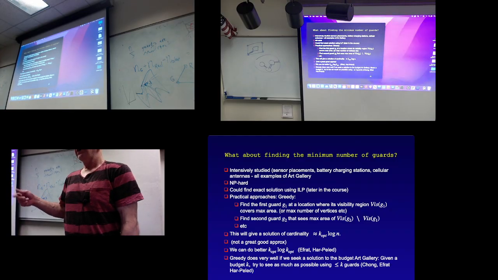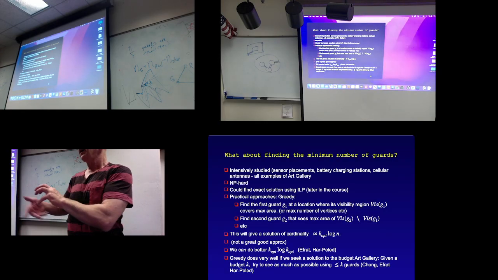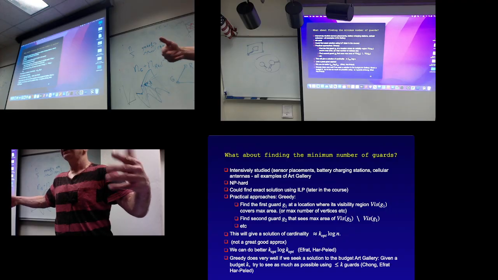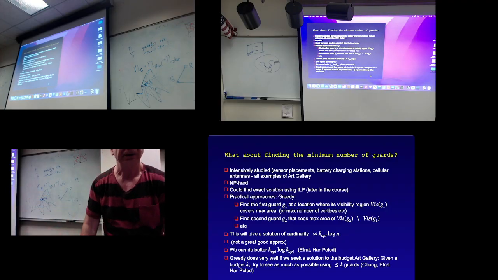But after bad mouthing the greedy, if I insist on seeing everything, it's actually very practical, because if you want to say, I'll keep adding guards until I don't see much improvement, greedy is probably not a bad way.